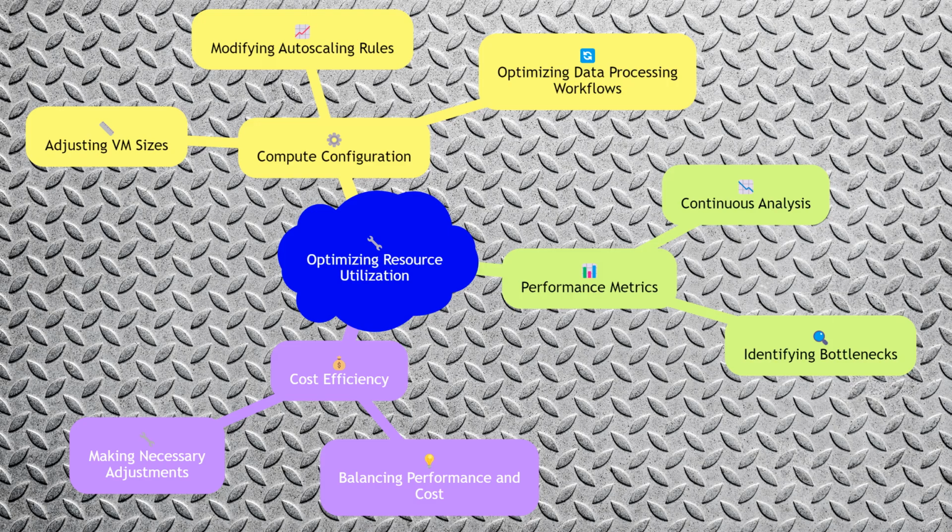Optimizing resource utilization involves fine-tuning your compute configuration to achieve the best balance between performance and cost. This can include adjusting VM sizes, modifying auto-scaling rules, and optimizing data processing workflows. By continuously analyzing performance metrics and making necessary adjustments, you can ensure that your batch deployment runs efficiently and cost-effectively.